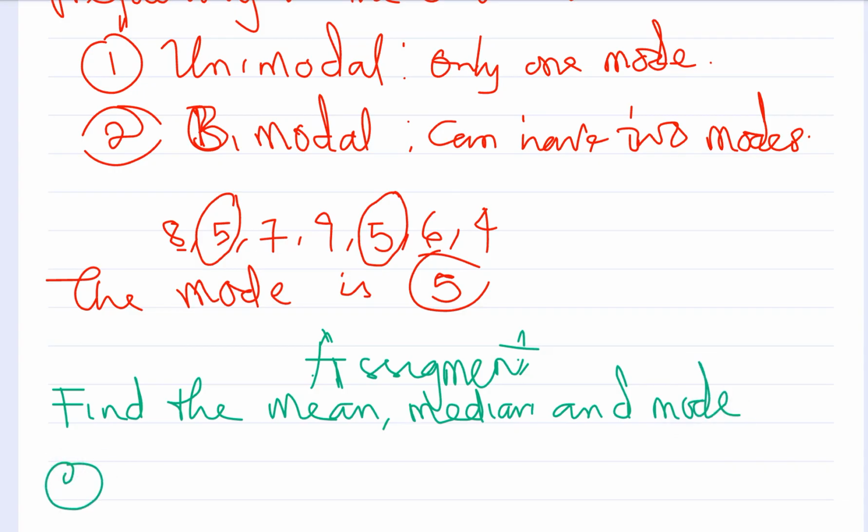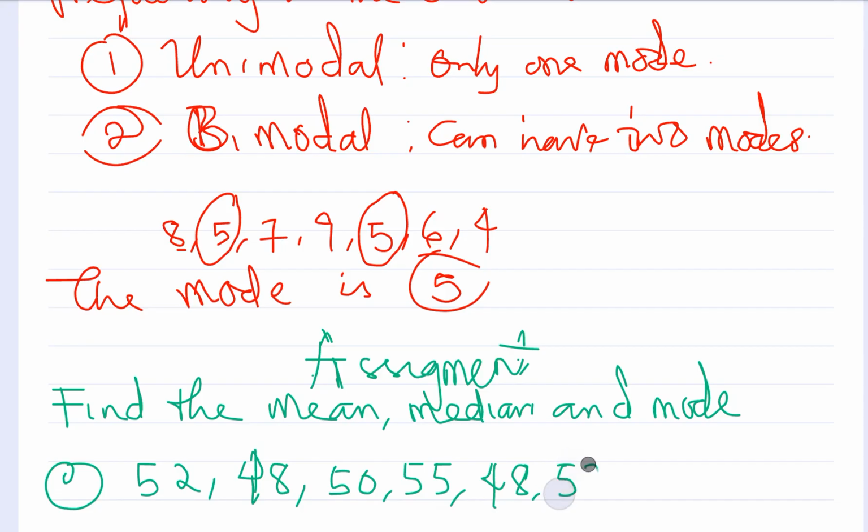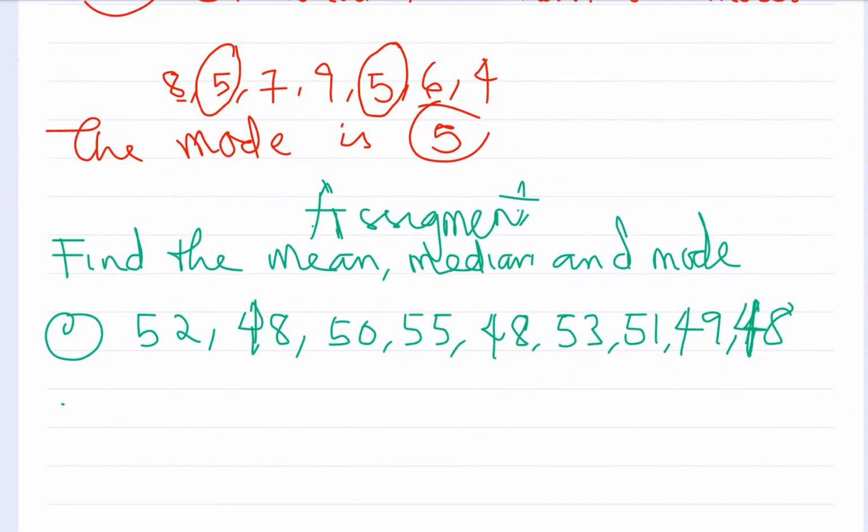Number one, we have 52, 48, 50, 55, 48, 53, 51, 49, and then 48. You have to find the mean, median, and the mode of that first one.